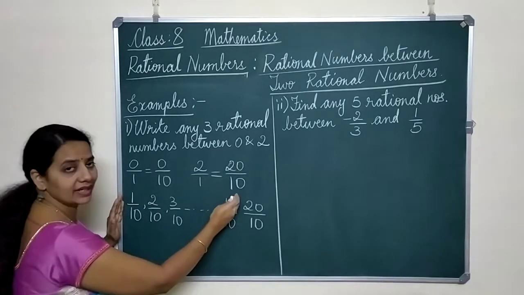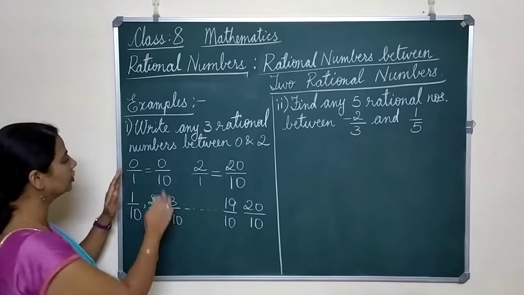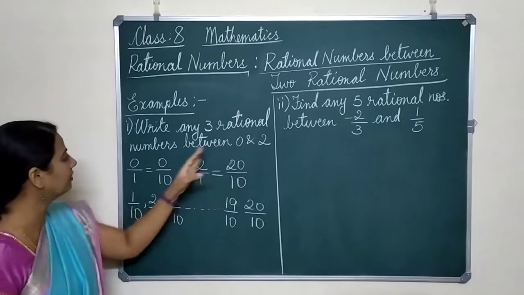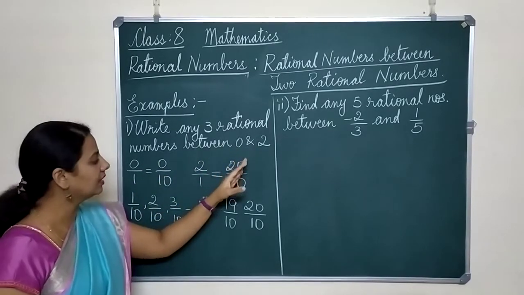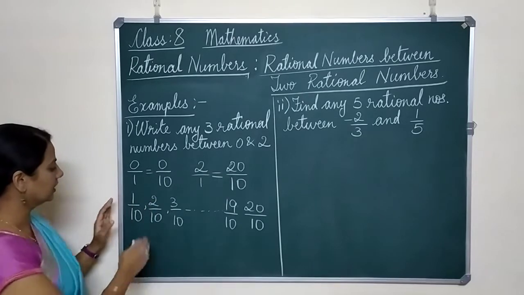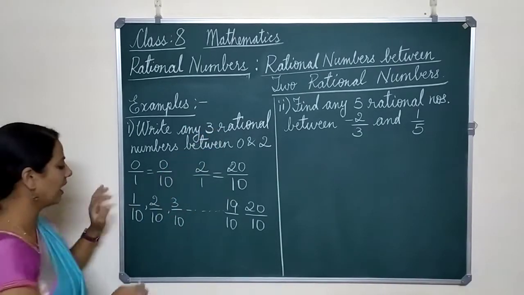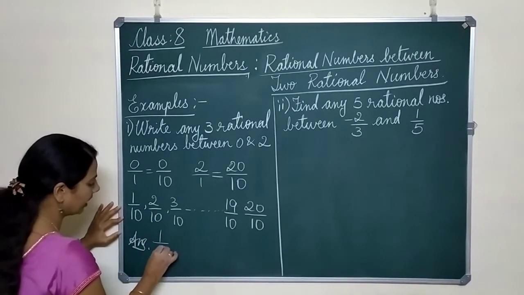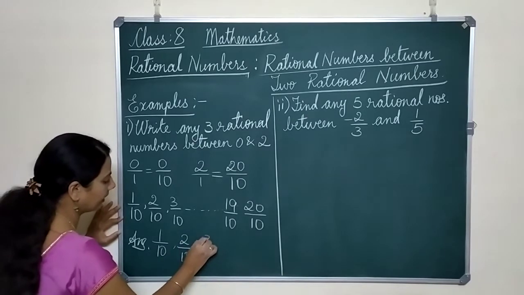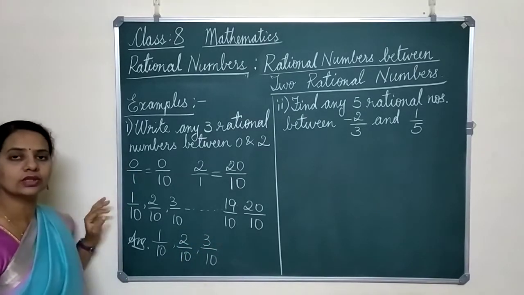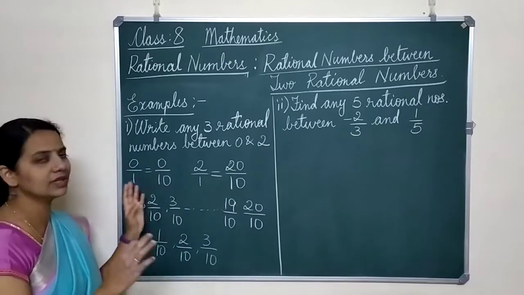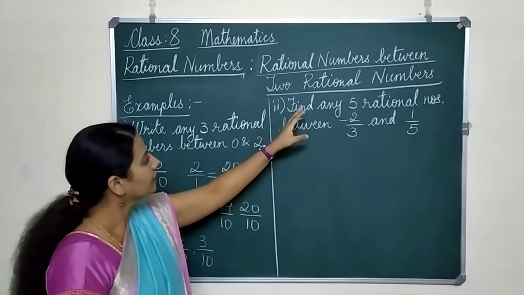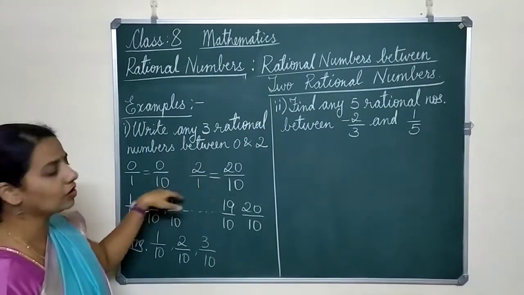1 by 10 to 19 by 10 are the rational numbers which come between 0 and 2, because 0 and 2 we have taken as 0 by 10 and 20 by 10. In this you can choose any three numbers and write the answer. So my answer, I have chosen the first three numbers, that is 1 by 10, 2 by 10 and 3 by 10. So this is how we write the rational numbers between any two given numbers. Fine. Now coming to the second one. Here we have taken the same denominators.